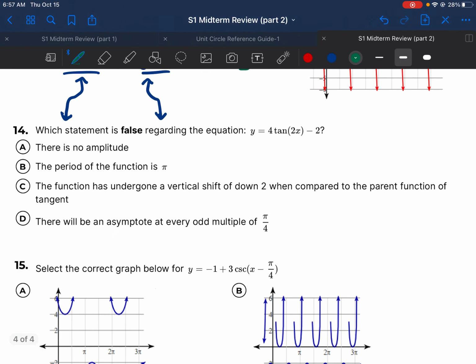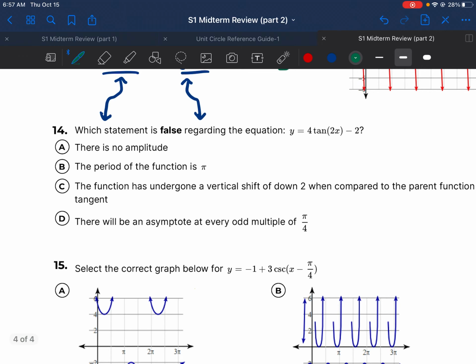All right, next, statement 14. Which statement is false regarding the equation y equals 4 tangent of 2x minus 2? Well, statement A says there is no amplitude. That's true. Tangent and cotangent don't have amplitudes. Amplitude implies that there's a maximum or a minimum. There are no max or minimums with tangent functions. So this is true. However, take note, we're looking for the false statement.